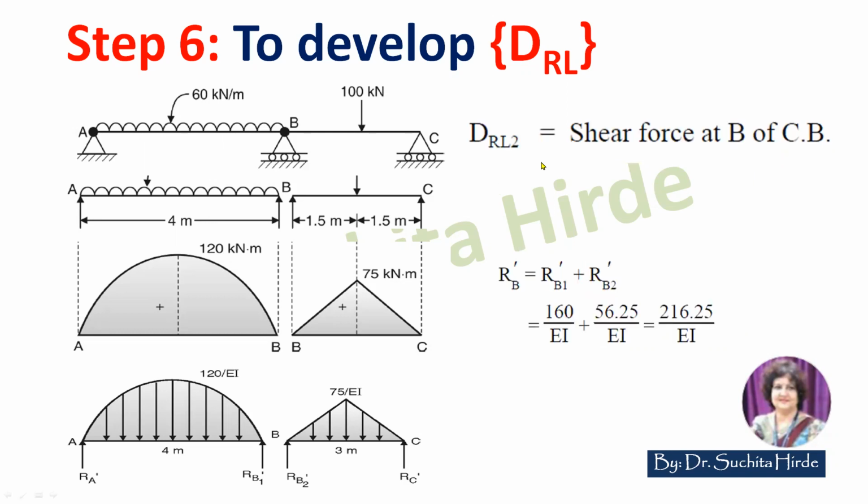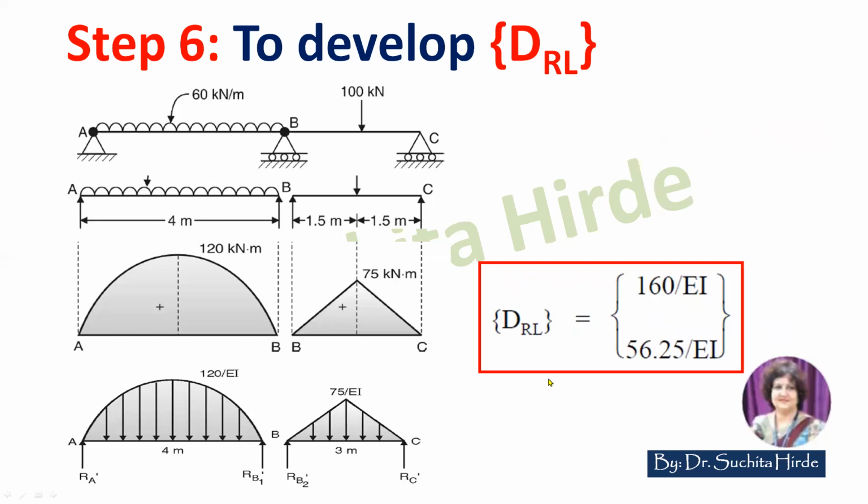Similarly, DRL2 is equal to RB1 dash plus RB2 dash. It is equal to 216.25 upon EI. So this is how we develop DRL matrix using conjugate beam method. You can take this 1 upon EI outside the bracket also. So it will be 160 and 56.25. So this is how we can develop DRL matrix.